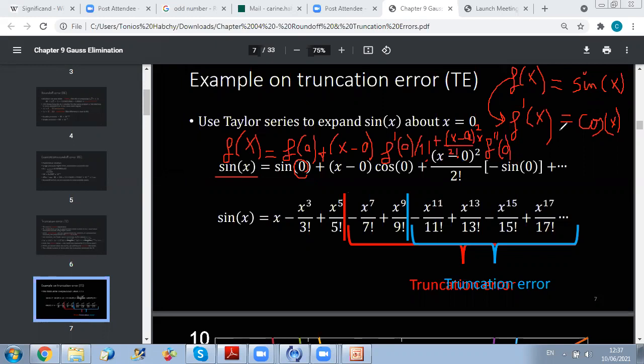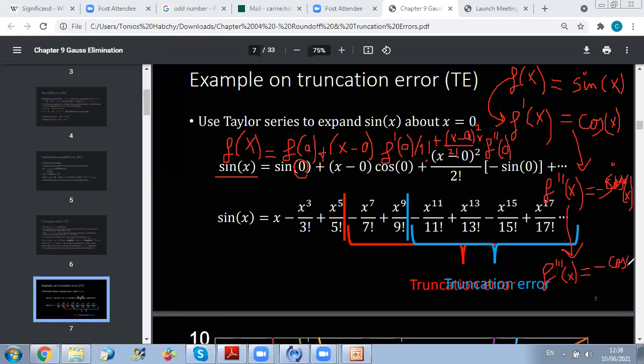So now we should continue the derivation here. We have f second of x. The derivative of cosine of x is minus sine of x. And now we just have to replace here by minus sine 0. Now, if we continue, f third of x is the derivative of minus sine x, which is minus cosine x.